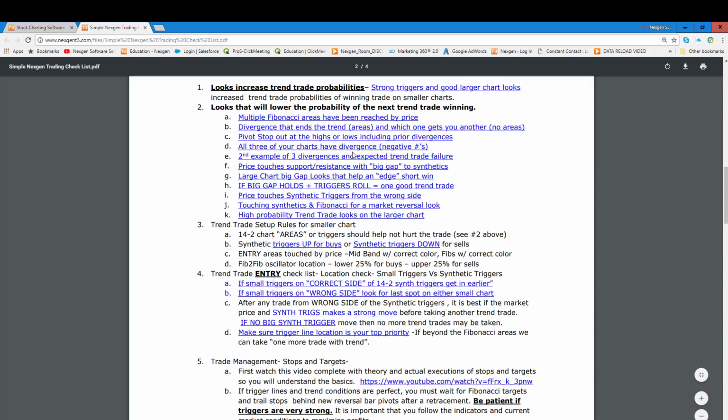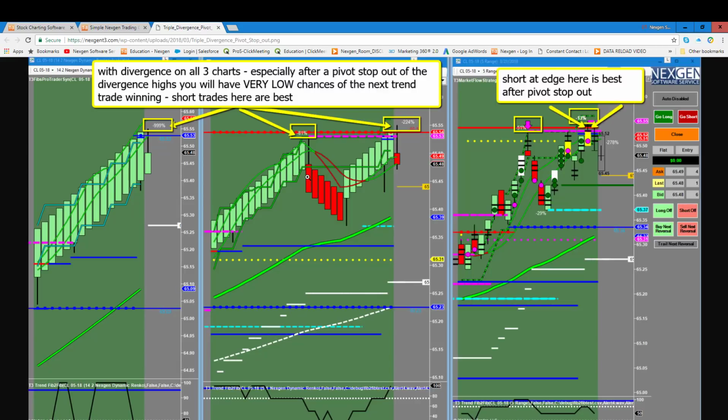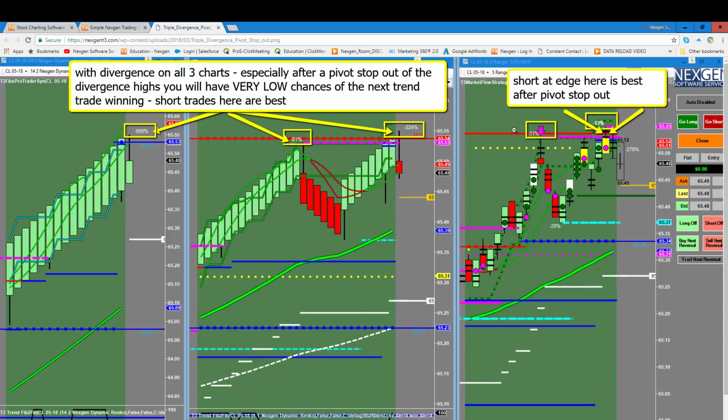We'll also give you in the plan some of the things to look for, like divergence on all of your charts for when trend trades are going to end. And again, whenever a trend is going to end and you're at Fibonacci, these are the places we like to go the other way.